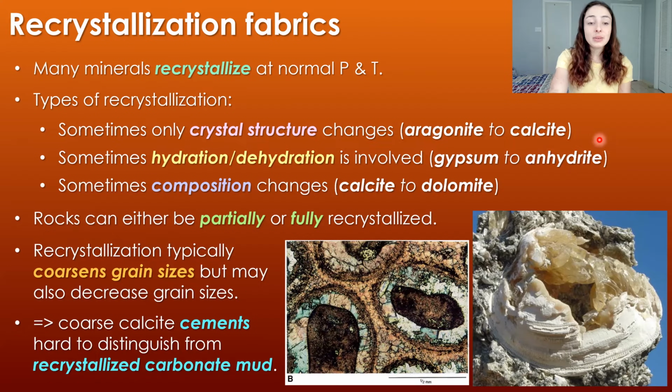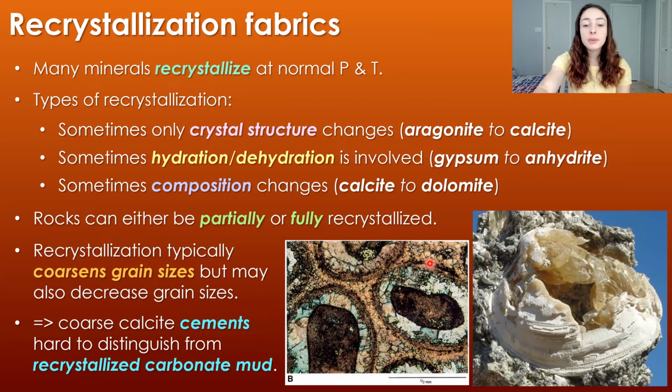And lastly, we have compositional changes in some cases. For example, calcite to dolomite recrystallization causes a change from the composition being calcium carbonate to calcium magnesium carbonate, or dolomite. And rocks don't have to be fully recrystallized. Sometimes they only partially recrystallize. And this recrystallization process tends to coarsen grain sizes. And for that reason, coarse calcite cements are hard to distinguish from recrystallized carbonate muds.